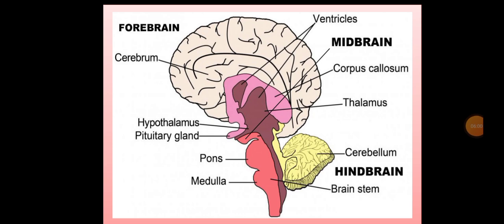The midbrain is located between the thalamus of the forebrain and pons of the hindbrain. A canal called the cerebral aqueduct passes through the midbrain. The dorsal portion of the midbrain consists mainly of four round swellings called corpora quadrigemina. Midbrain and hindbrain form the brain stem.